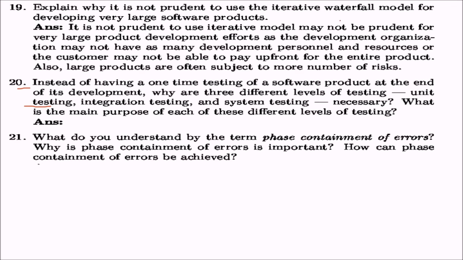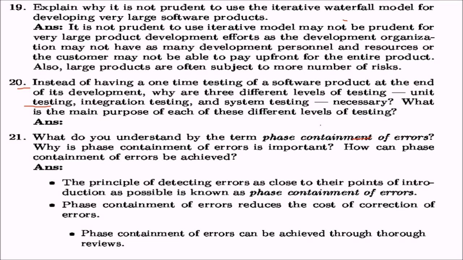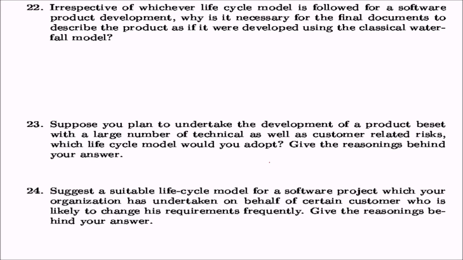Question 21 is, what do you understand by the term phase containment of errors? Why is phase containment of errors important? And how can phase containment of errors be achieved? This is a very important question. Let us answer them. The principle of phase containment of errors is the principle of detecting errors as close to their points of introduction as possible. Phase containment reduces the cost of correcting the errors. You can contain the errors through thorough reviews, and there are various other methods, but right now this answer would suffice.